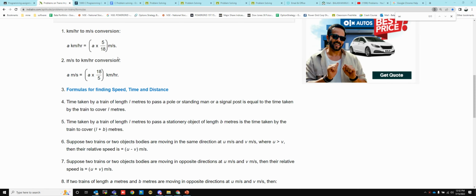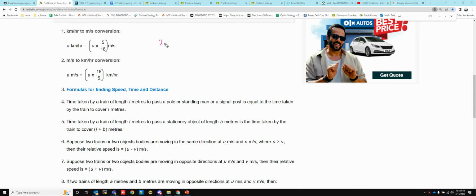Okay, we'll see problems on trains. In problems on trains, we'll see some basic formulas. So in basic formulas, the first thing is how you convert kilometer per hour into meter per second. Before going into how to convert this, let's take a basic problem.